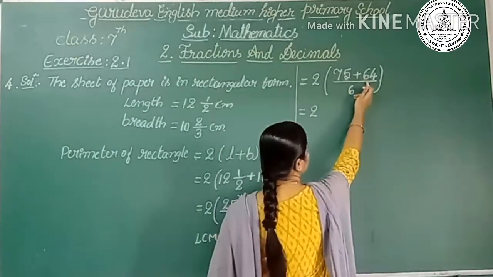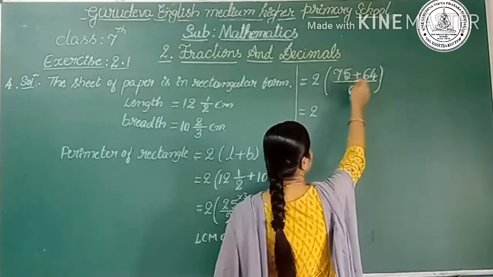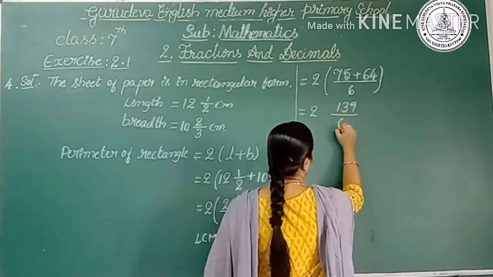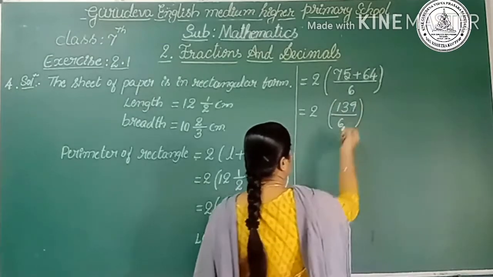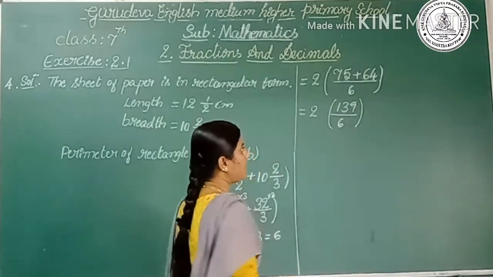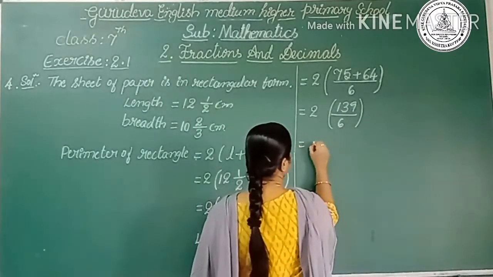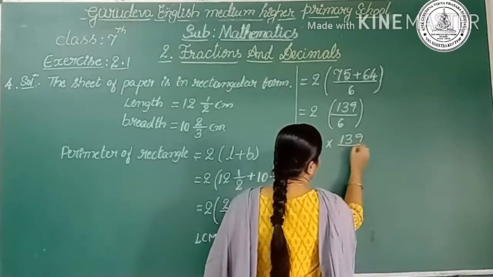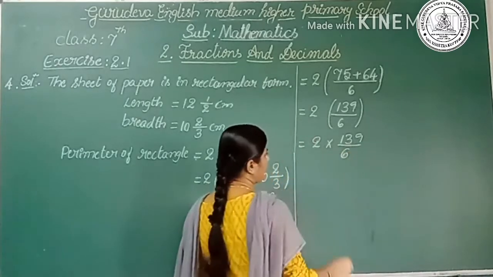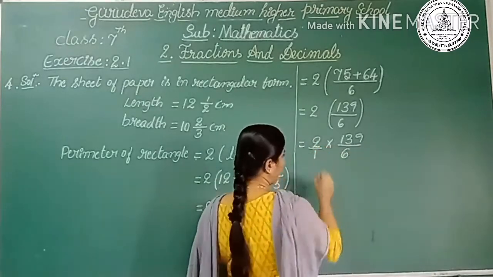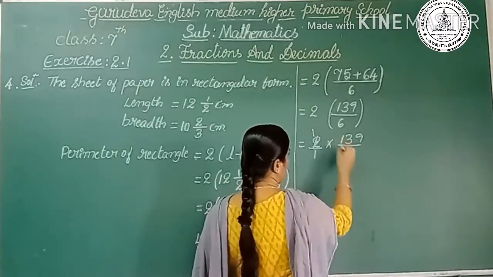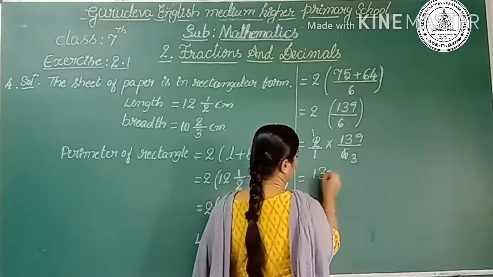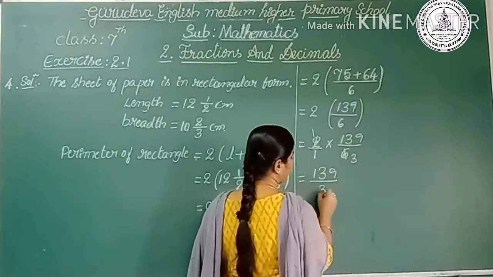Which is equal to 2 into (75 plus 64). 7 plus 6 is 13, so 130, and 5 plus 4 is 9, so 139 divided by 6. Okay, you may also cancel here. It is in the form of 2 into 139 divided by 6. You may cancel here, 2 by 1, so 2 ones are 2, 2 threes are 6, which gives 139 divided by 3.